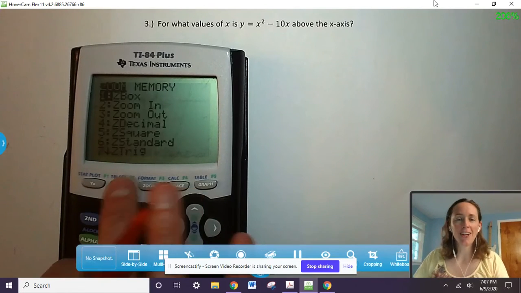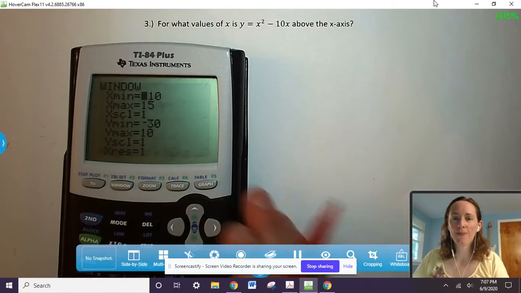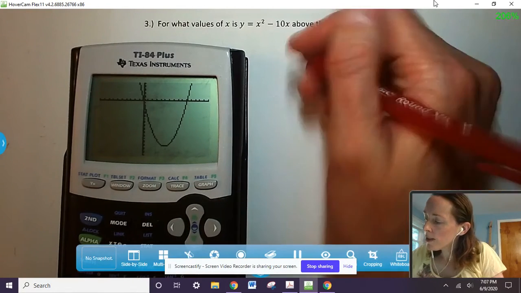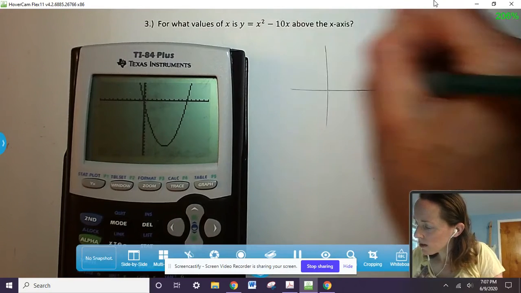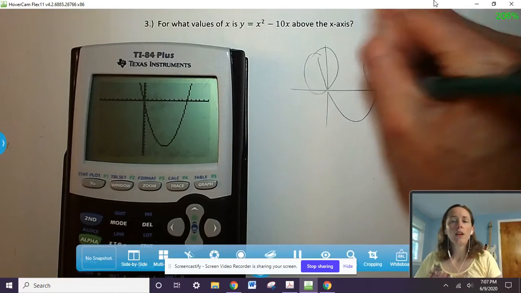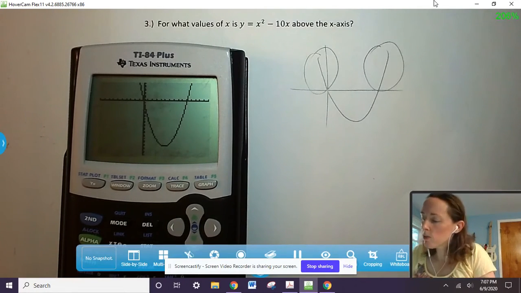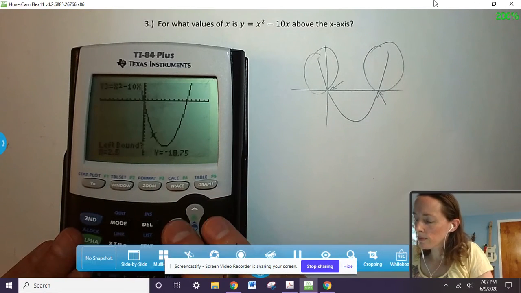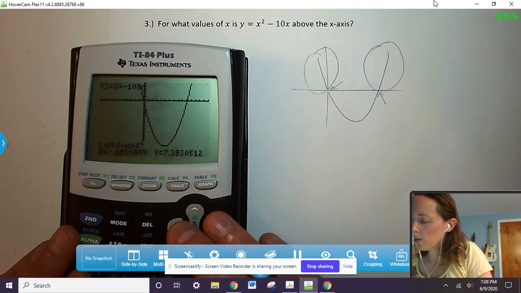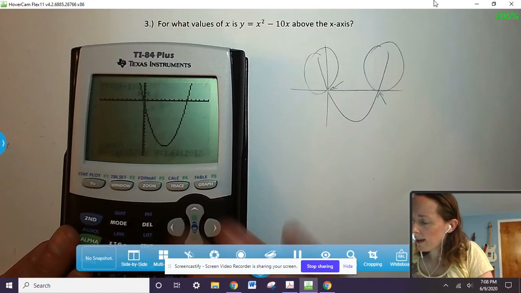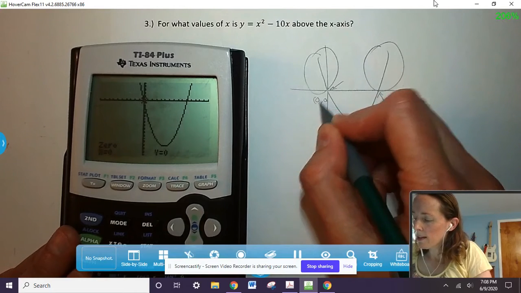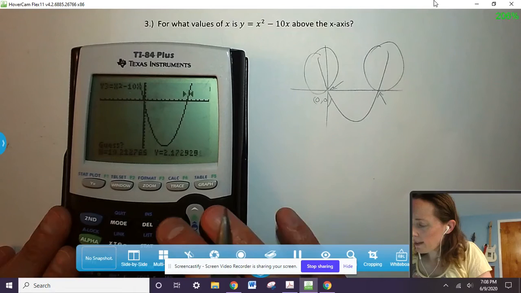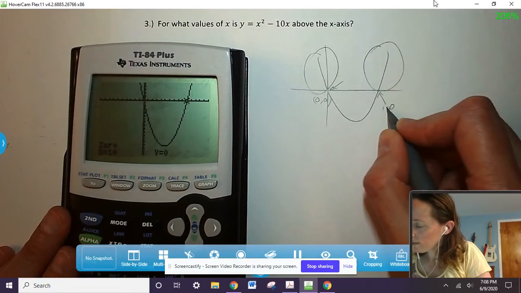So this is the window that I currently have, and I think that looks pretty good. I want to know where this graph is above the x-axis. Well, the part that's above the x-axis is this part and this part. So to find out where we're above the x-axis, we need to know what those x-intercepts are. So I can go second trace 0, left bound, right bound, and guess. And that is 0, 0. And second trace 0 over here for the other x-intercept. And that is 10, 0.